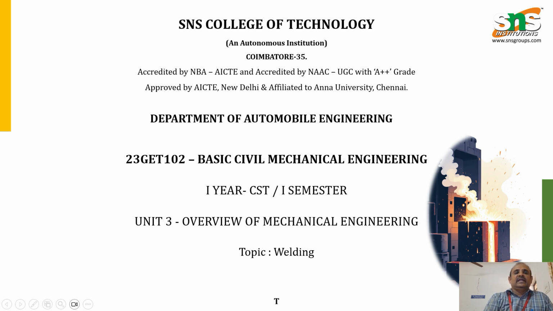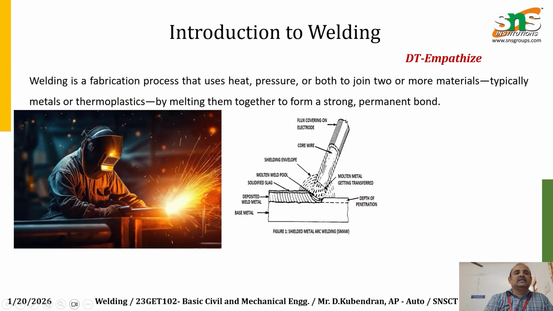Next one is types of welding. Basic types include arc welding, gas welding, resistance welding, TIG welding. TIG welding is nothing but tungsten inert gas welding. MIG welding is metal inert gas welding. Then the laser welding.